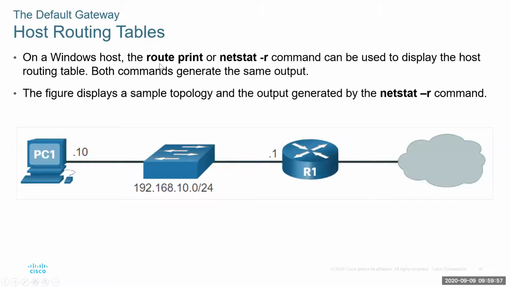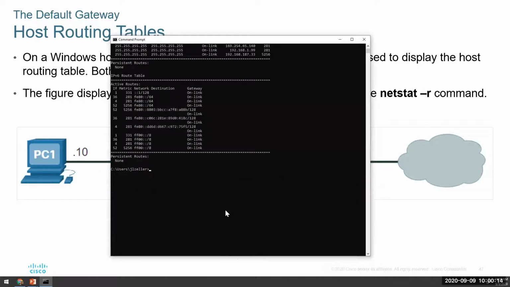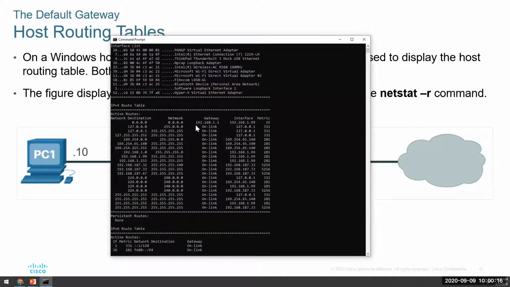So on a host routing table, for example, if I use route print, which is common on Windows, or netstat -r, this is going to display the routing table. If I pull up a command line and do a route print on this screen, you can see the routes that go out on my particular network. My default gateway is 192.168.1.1, which is common with most home networks.